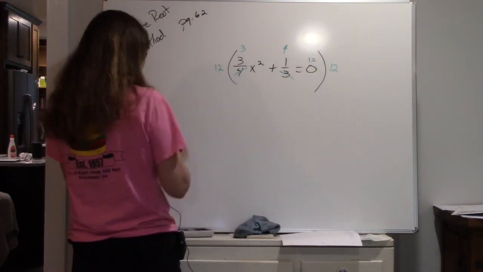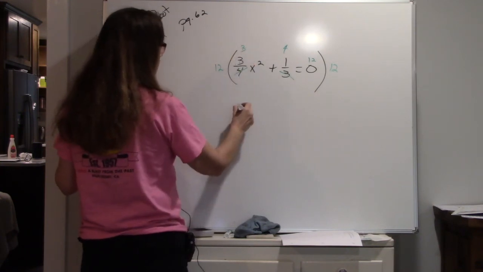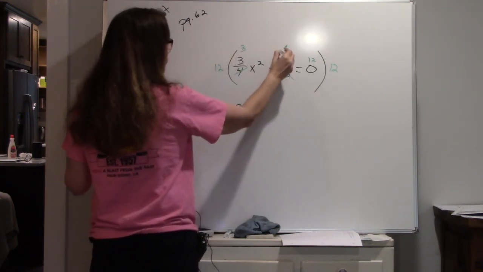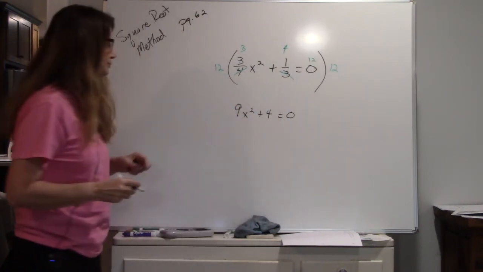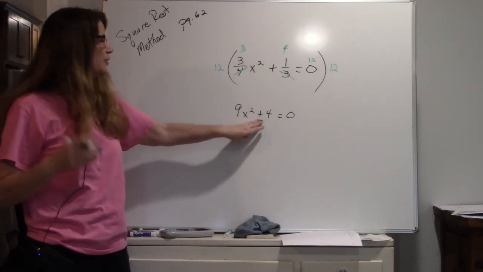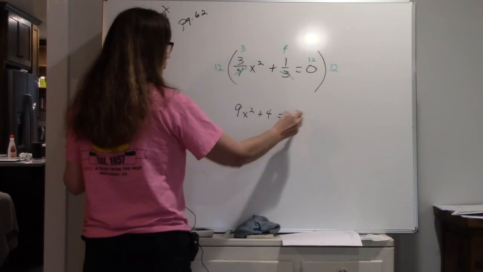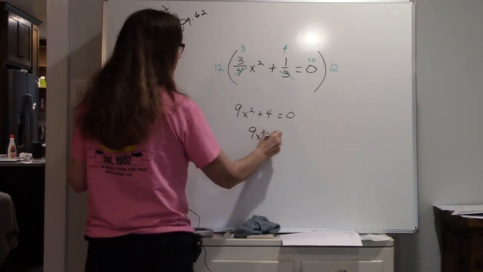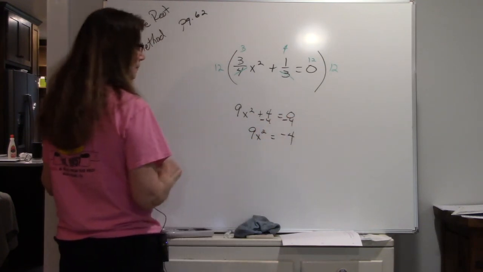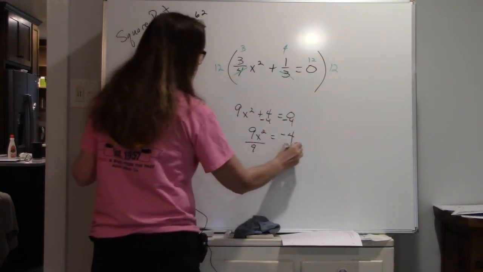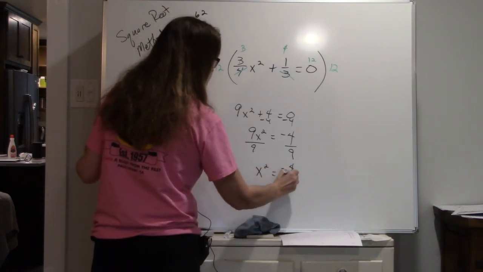So now I'm going to rewrite my new equation by multiplying. 3 times 3 is 9, x squared. 4 times 1 is 4. 12 times 0 is 0. So now I have the sum of 2 perfect squares. Cannot factor it. So I'm going to move this 4 over. I have 9x squared equals negative 4, and I got that by subtracting from both sides. Then I'm going to divide both sides by 9. So I have x squared equals negative 4/9.